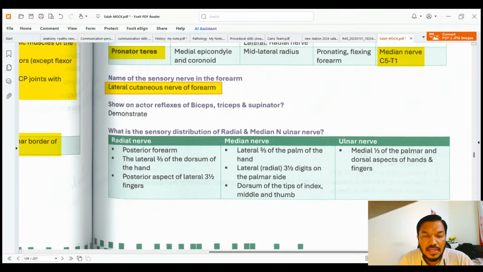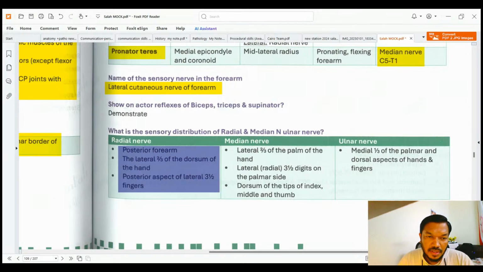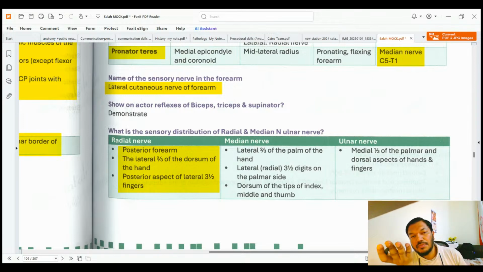What is the sensory distribution of the radial, median, and ulnar nerve? Okay, radial nerve: posterior forearm, lateral two-third of the dorsum of the hand, and posterior aspect of the lateral 3.5 fingers. Posterior forearm, lateral two-third of the dorsum of the hand, and posterior aspect of the lateral 3.5 fingers.